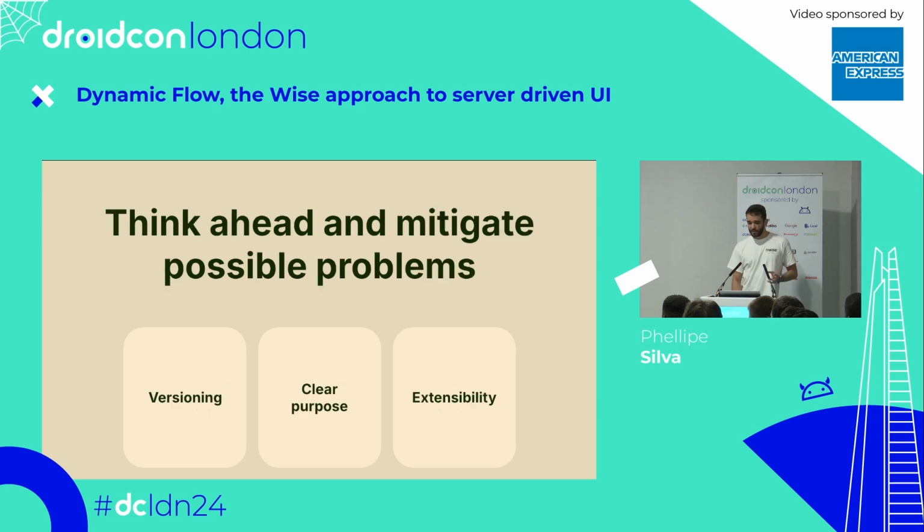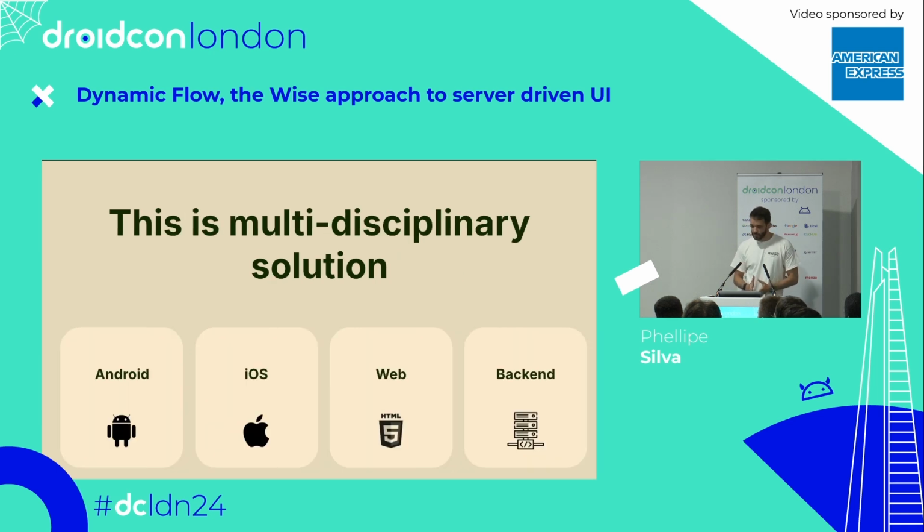Think ahead and mitigate possible problems with versioning, with the purpose of your library, how you communicate that to the people that are using it, and how extensible it's going to be. And finally, the last takeaway, remember that this is a multidisciplinary solution that involves engineers from Android, iOS, web, backend, and coordination and communication is key to build something that serves everyone until Kotlin multi-platform takes over.